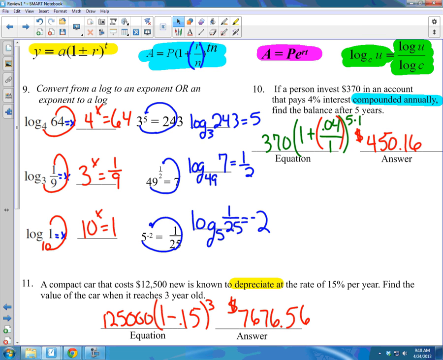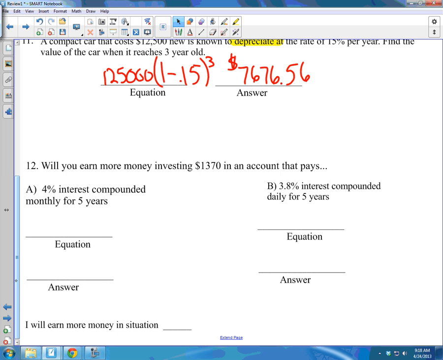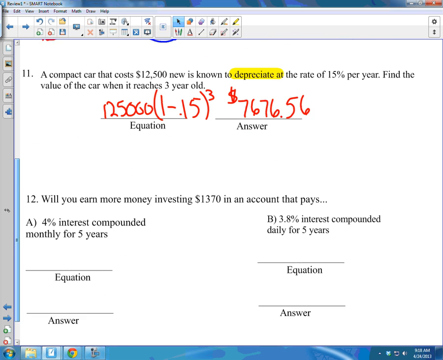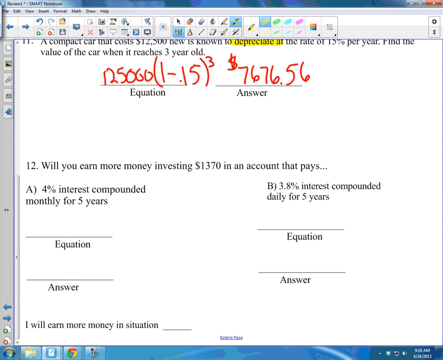All right, on 12, I'm asking you to tell me where you would earn more money if you invested the $1,370. So in scenario A, you're going to be doing this compounded monthly, which means you're going to be using the middle formula, the one highlighted in blue. And in the other scenario, it says compounded daily. So you're also going to use the same formula, but daily is going to result in a different N amount. The big difference between these two is here N is 12, and in this one N is 365.